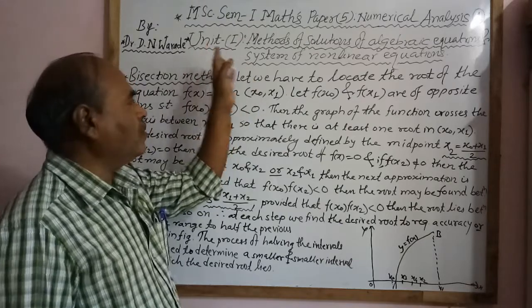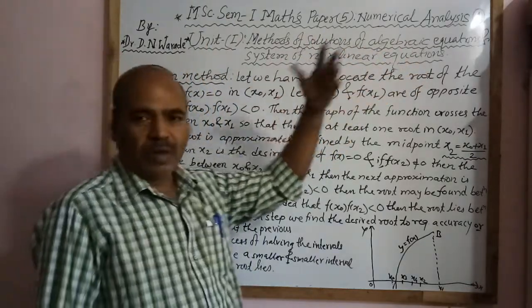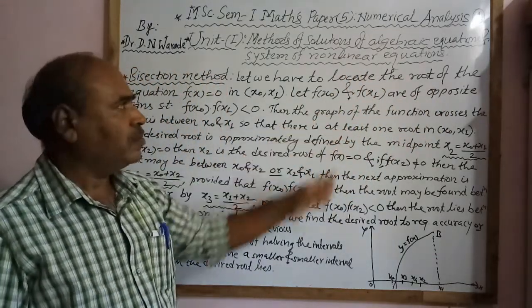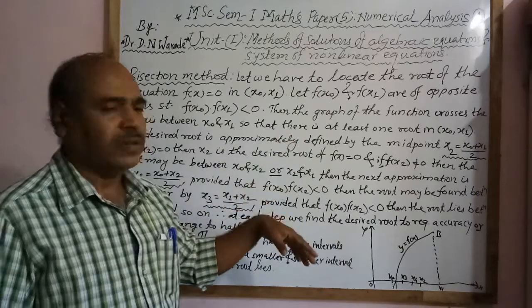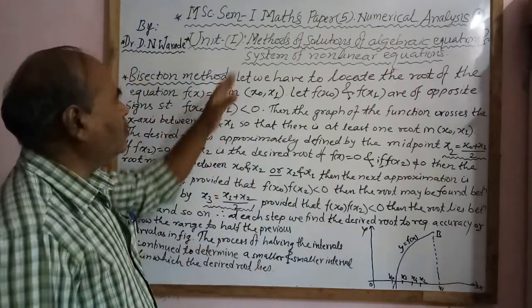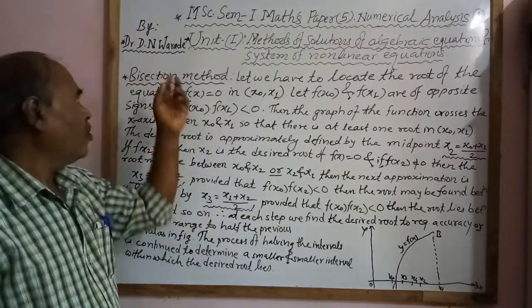We start the paper Numerical Analysis, which is paper 5. There are 5 papers, you know. You have already been sent the list of papers and the syllabus of MSc Sem 1. Now this is an optional paper, Numerical Analysis. Myself, Dr. D.N. Warade.